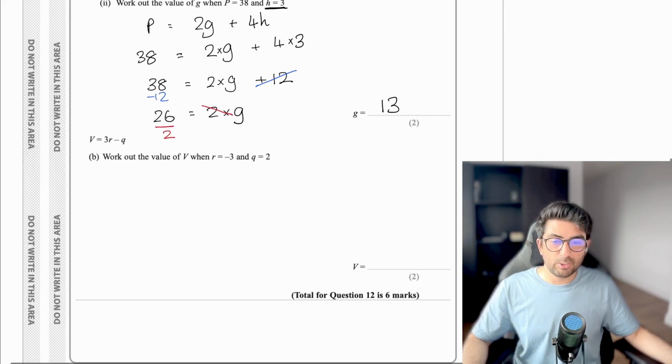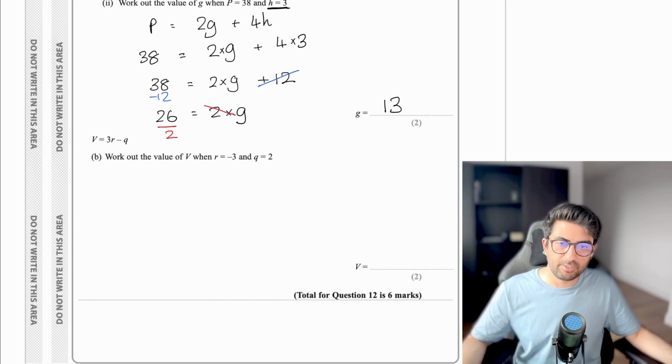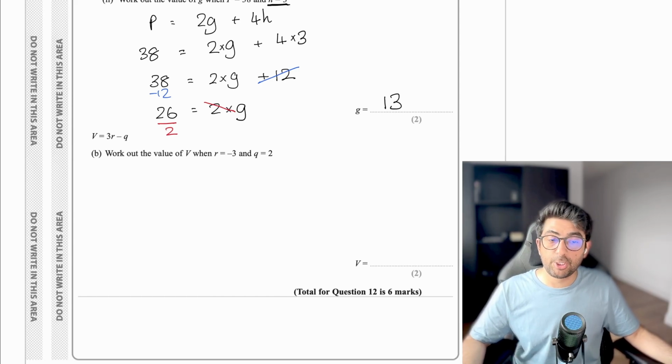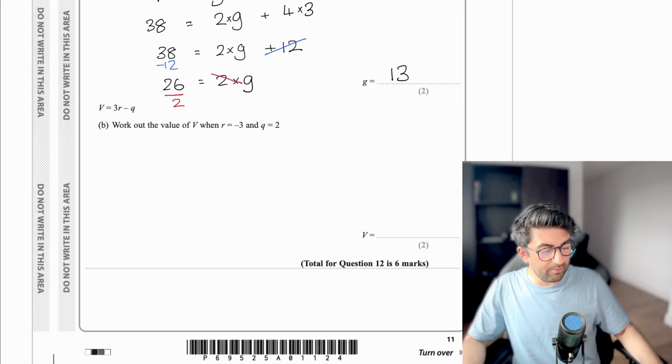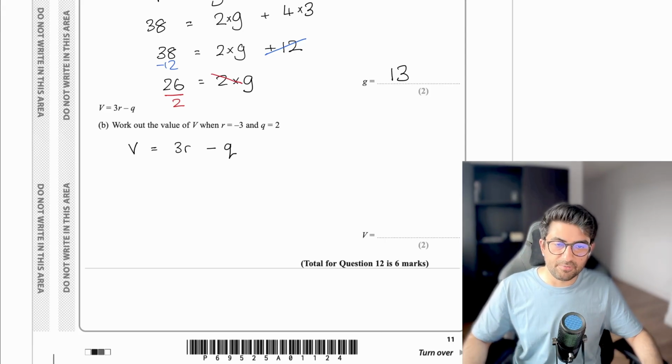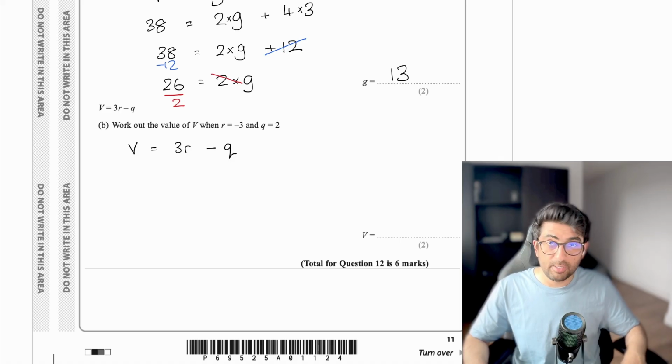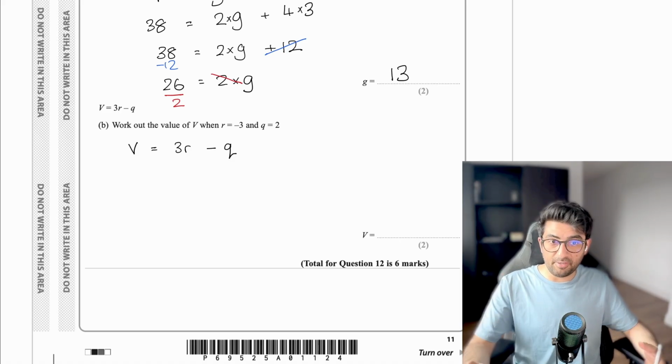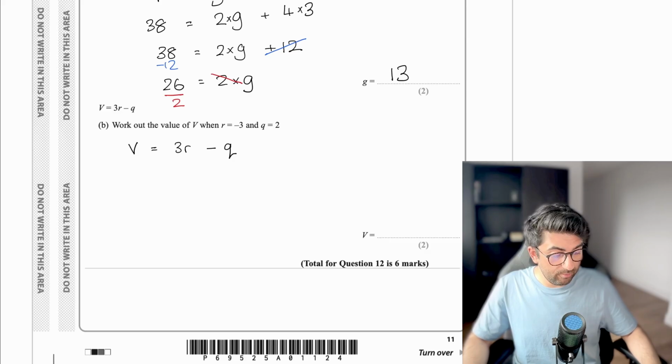Okay, next question. So we're given a new equation, V equals 3R minus Q. We've got to work out the value of V when R is negative 3 and Q is 2. Okay, so let's write that down. V is equal to 3R minus Q. Okay, so first things first, we've got a letter standing next to a number. So again, we know what that means. Letter with a number means multiply. So that 3R is actually 3 times R. And then we've still got our minus Q on this side here.